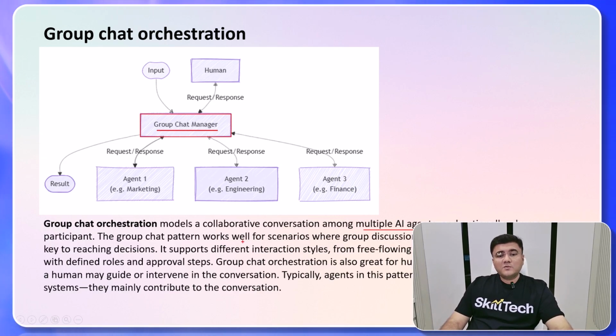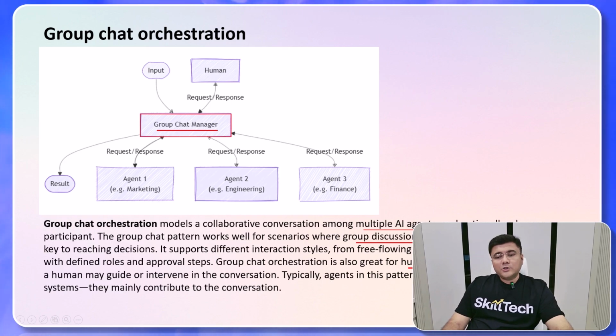So this pattern works very well in the scenarios where group discussions or iterative collaboration is key to reaching a decision. So we do not know which one is going to be the final one, how many turns are going to be coming. It supports different interaction styles as well. So from free-flowing iteration to formal workflow with defined roles and approval steps can be customized inside this. The group chat orchestration is also great for human in the loop kind of scenarios where a human may guide or intervene in the conversation as and when required.